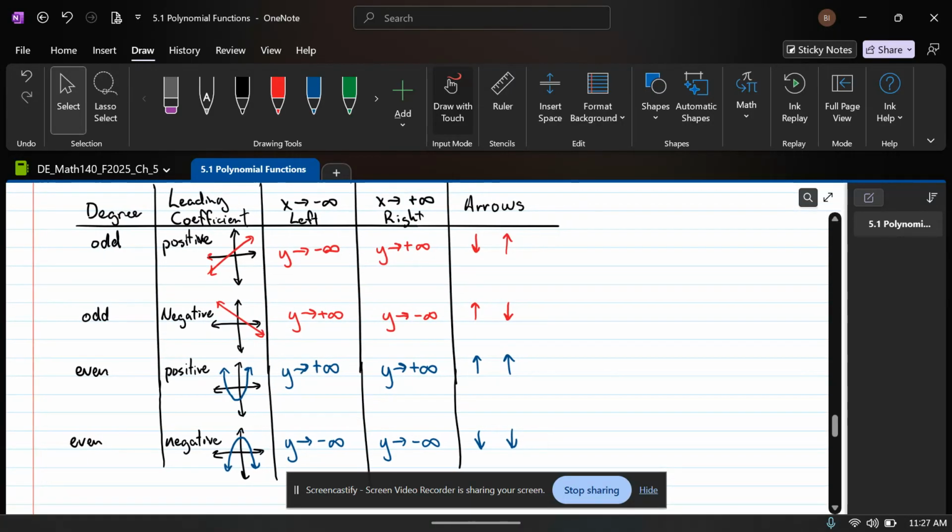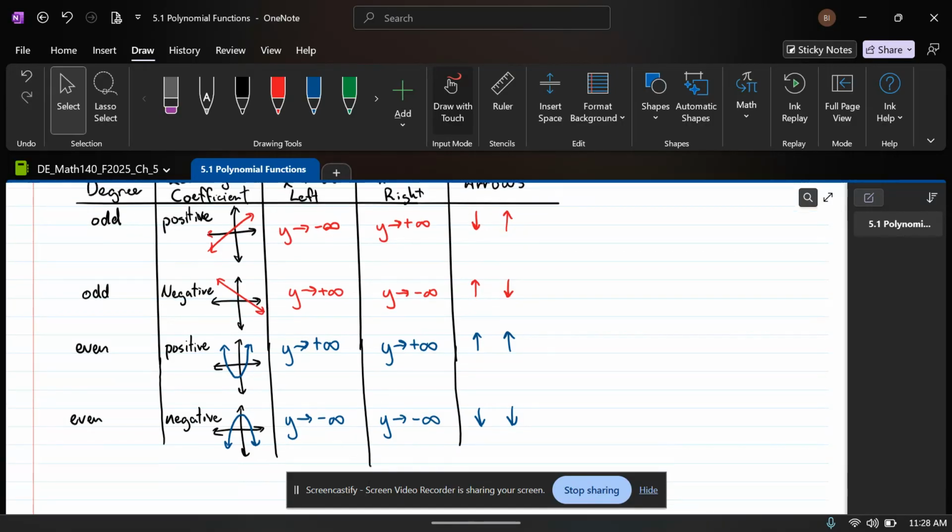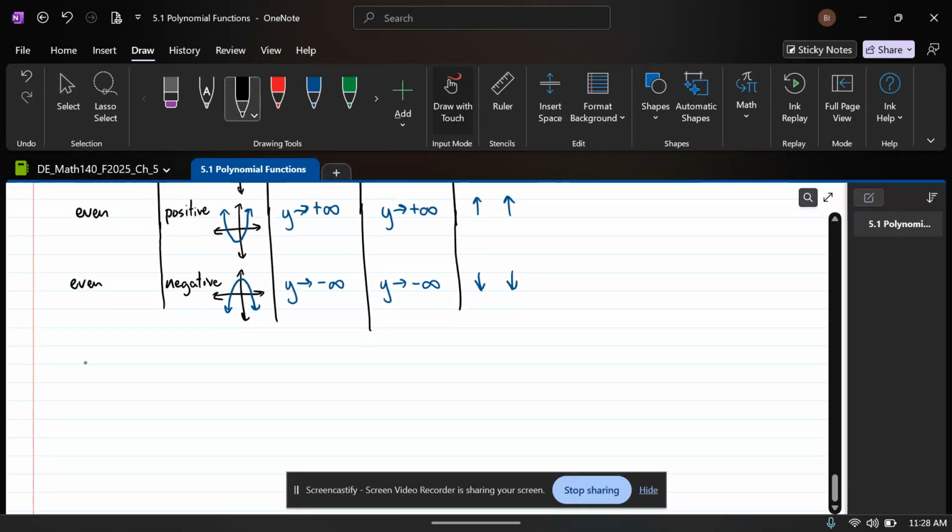You've got to memorize that chart. You probably already have it memorized, I hope. If you don't, it's not much. It's pretty easy. Okay. Let's do a couple examples real quick.